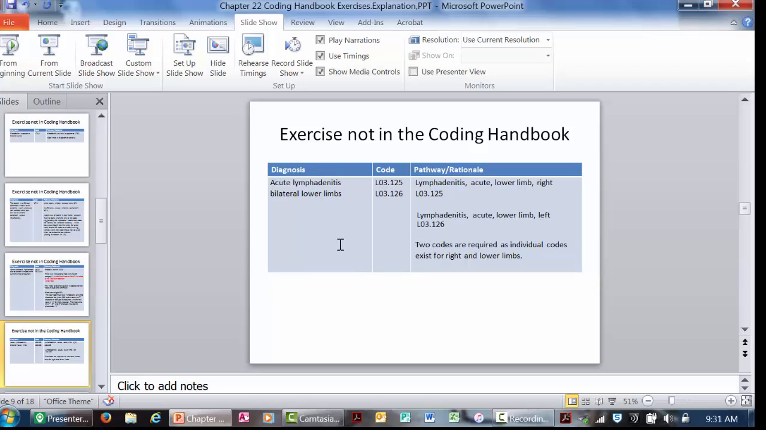I bring this one to your attention, acute lymphadenitis, bilateral lower limbs, because in many of our codes there is a bilateral. There's a right, a left, and a bilateral. Depending on the code, it would be your 5th or 6th character. In this case, with this particular diagnosis, you have separate codes, not separate characters, not the same code with a different character, but different codes for the right and the left. Just something to keep in mind.